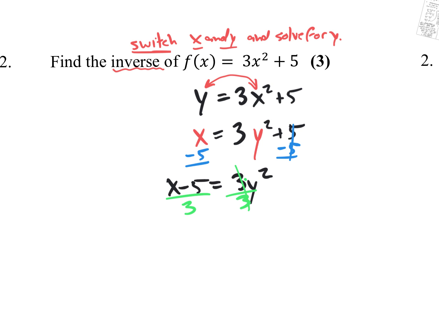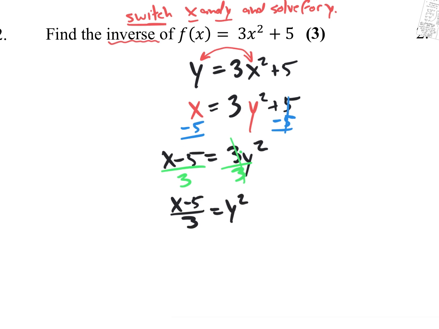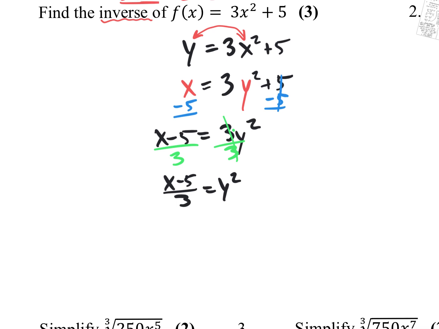So what do I have now? I have the fraction x minus 5 over 3 equals y squared. And I like to rewrite this with the y on the left side and the fraction on the right side. So I really have y squared equals x minus 5 over 3. Now you almost have y by itself. We need to get rid of that square. And how do you get rid of the square? Square root. That's exactly right.